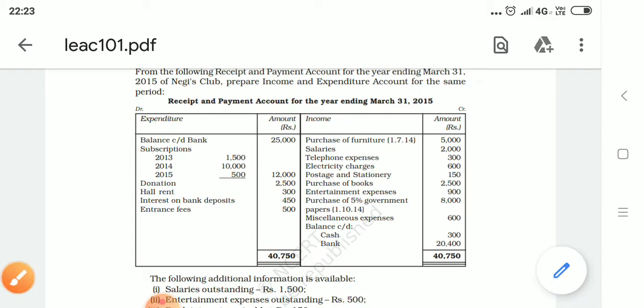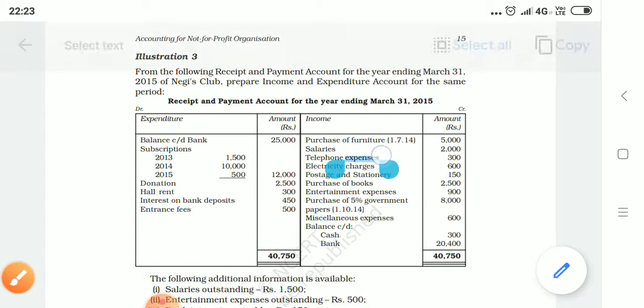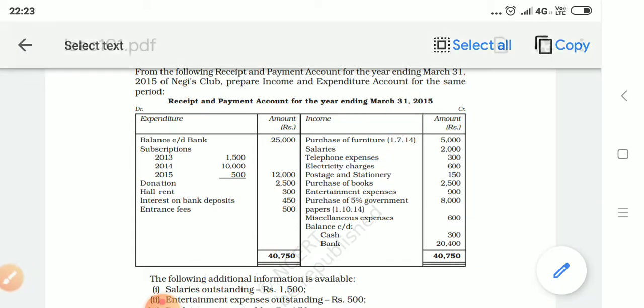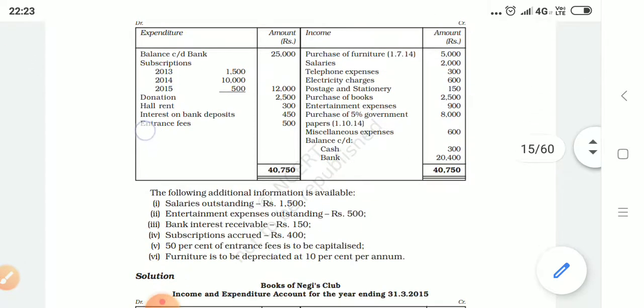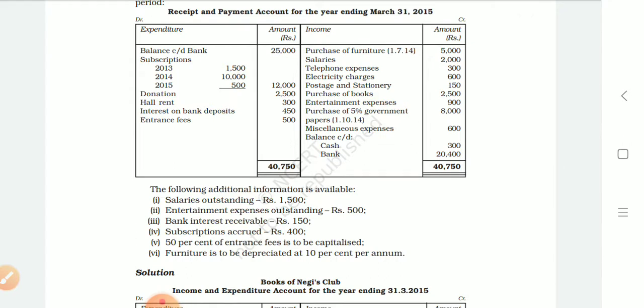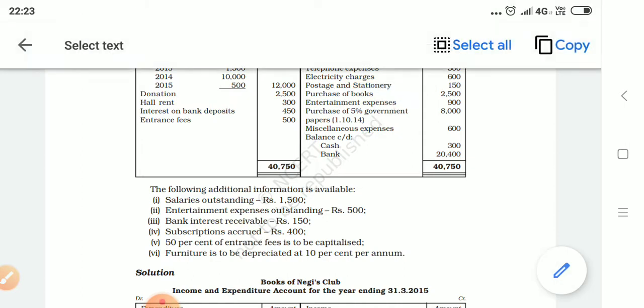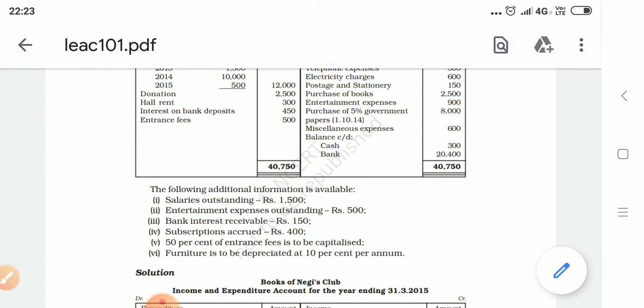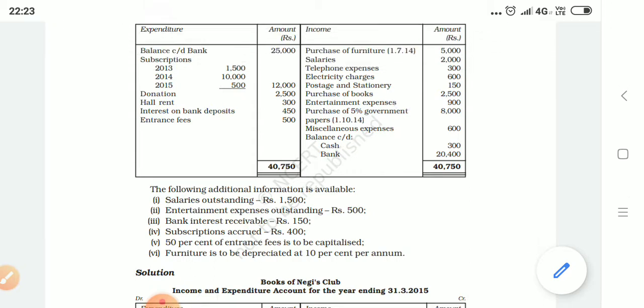Okay. Now coming to payments. Purchase of furniture is an asset. It will not appear in your expenditure side because it is a capital expenditure. Salary, telephone, electricity, postage will appear in the expense side. Purchase of books is an asset. It will not appear in the income and expenditure account. Entertainment expense, yes, it will appear in expenditure side.